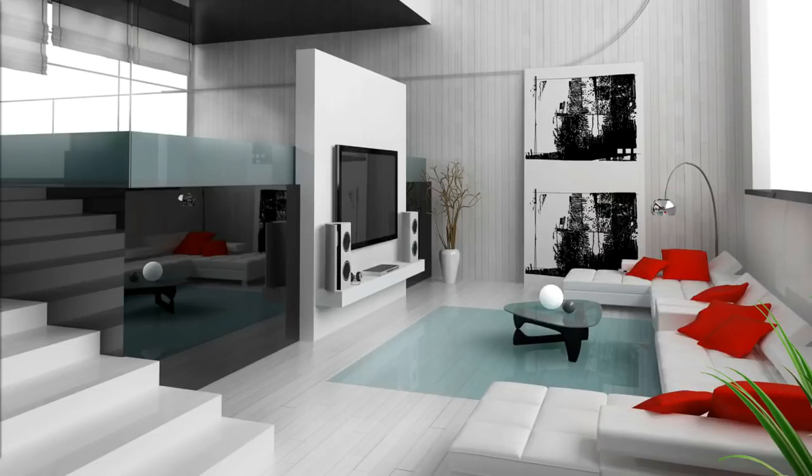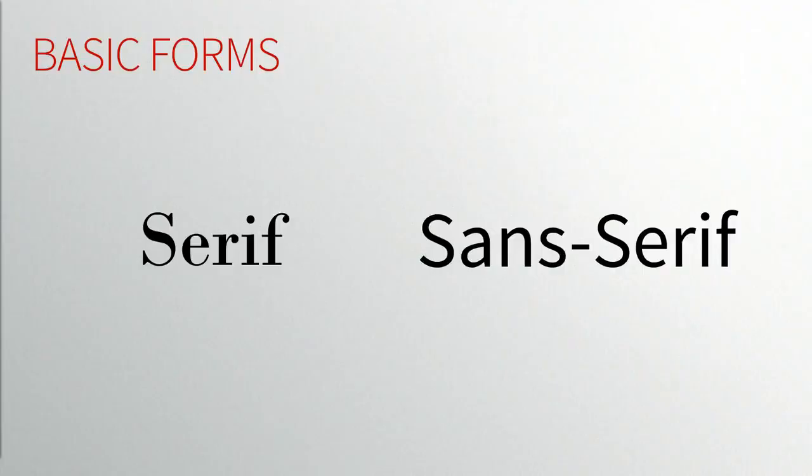We're going to go on now and we're going to talk about the basic forms of our type. We'll go through the basic forms, learn how to distinguish between them, and then after that we're going to learn how to combine them properly as well. So these are the basic forms. The two basic forms are serif and sans serif. Now these will each have their own classifications.